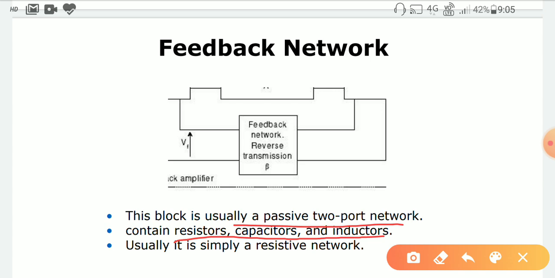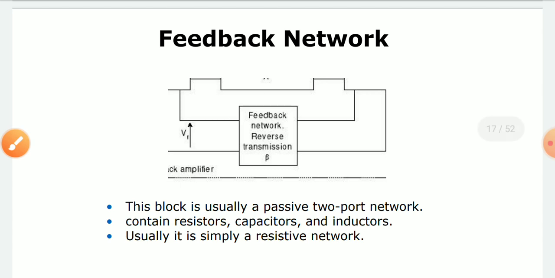Sometimes an active element, that is a diode or transistor, can be applied there, but in most cases they are a simple passive network, and it depends on what type of parameter or component you suggest. From that point of view, they basically work as a resistive network form.